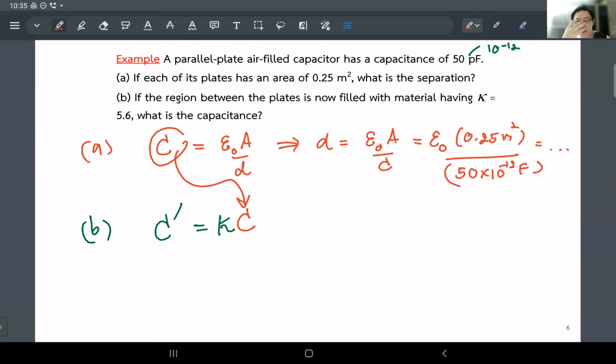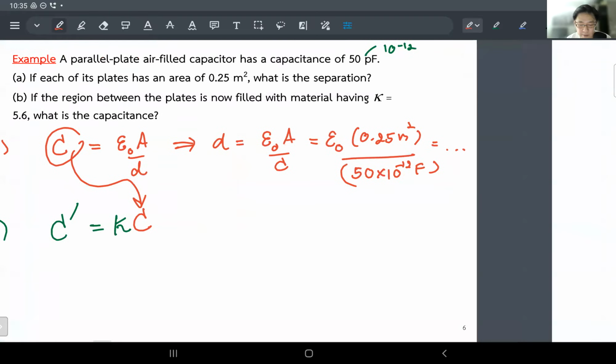All right. So the answer is it's going to be bigger, 5.6 times, relative to just having a parallel plate with air filled in between. Cool. See, I told you it's easy. All right. Next one, just double checking.